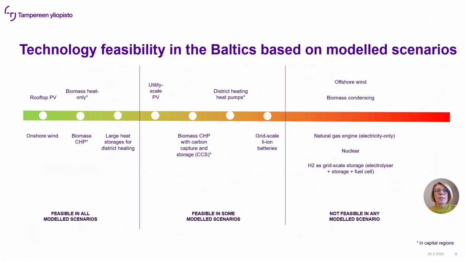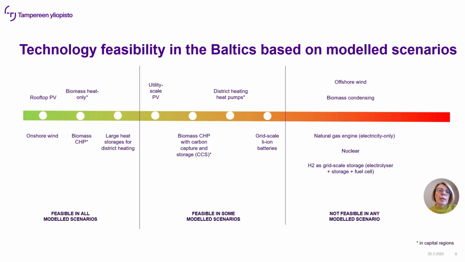Based on the modeling results, technologies were categorized by feasibility into three groups: feasible in all scenarios, feasible in some scenarios, and not feasible. Universally feasible technologies across all scenarios include rooftop PVs, onshore wind, biomass heat-only boilers, biomass CHP, and large heat storage for district heating. Scenario-dependent technologies include utility-scale PVs, district heating heat pumps, and grid-scale batteries, which are viable only in specific scenarios.